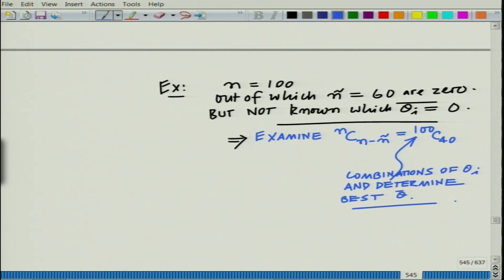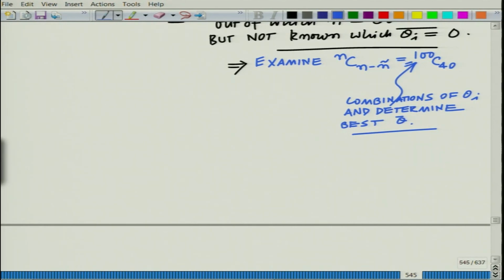So, you have to fit the linear regression model for each possible combination of 40 theta, fit all such linear regression models, and determine which one is the best. Naturally, the complexity is going to be very high because 100 choose 40 is a very large number. If you make this slightly larger, maybe you have 1000 regressors and roughly 500 are 0 and 500 are non-zero, it becomes unmanageable, intractable. The problem is NP hard because the complexity grows exponentially. So, this is a very large number.